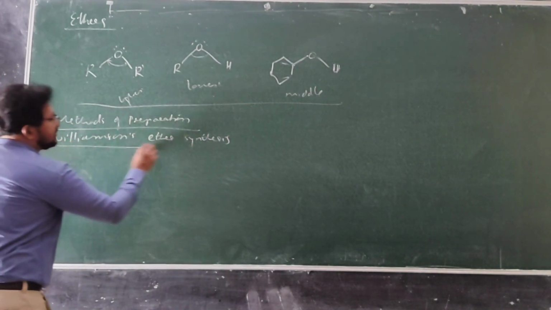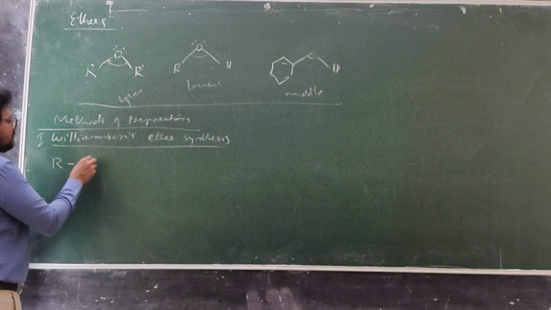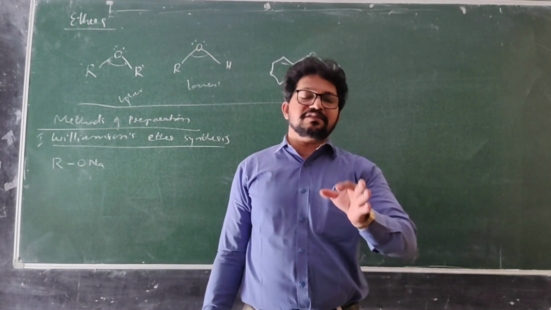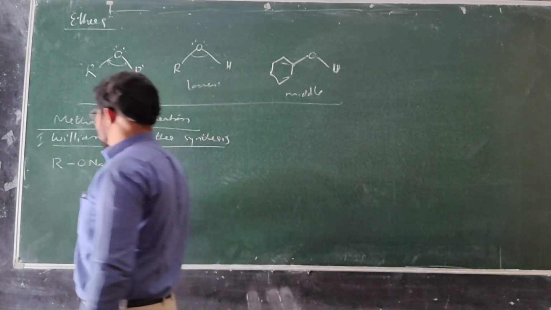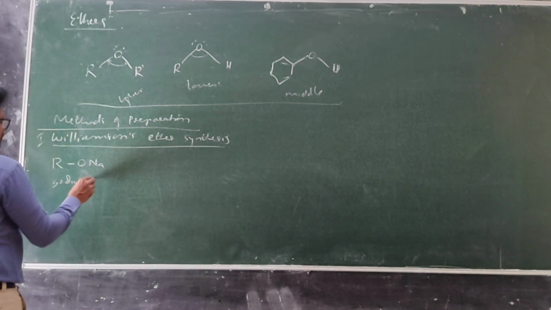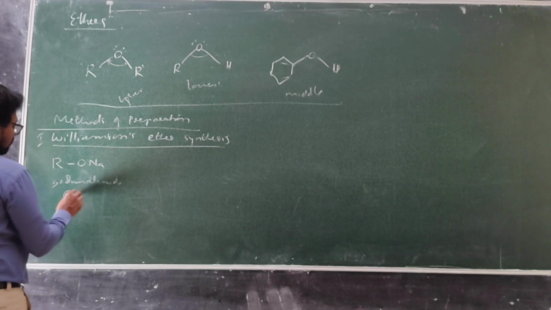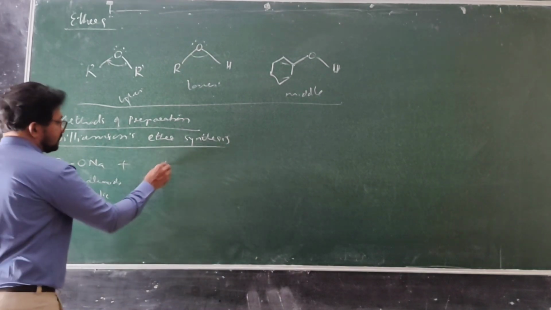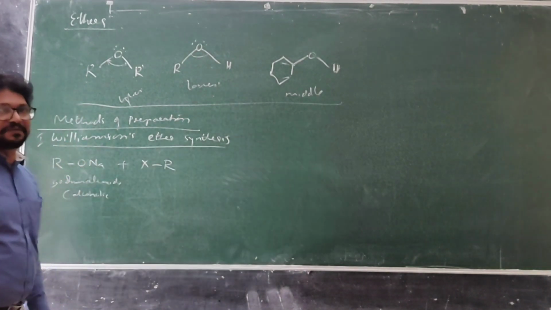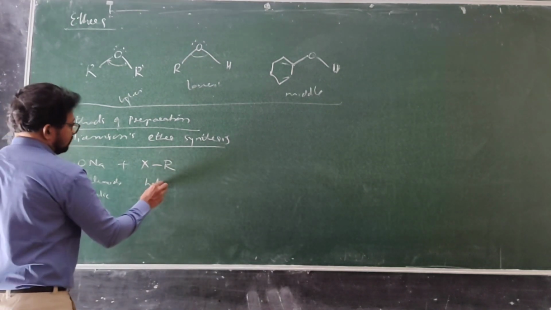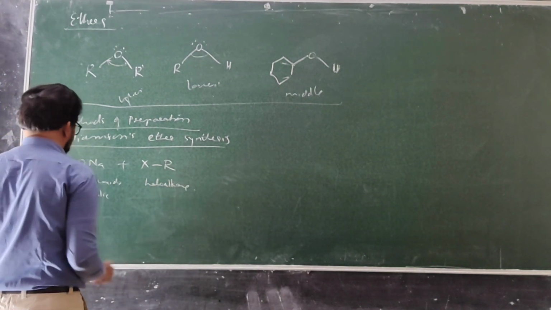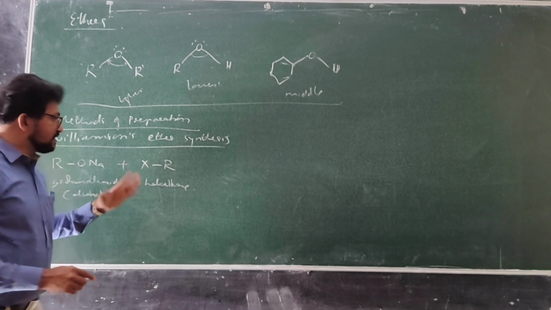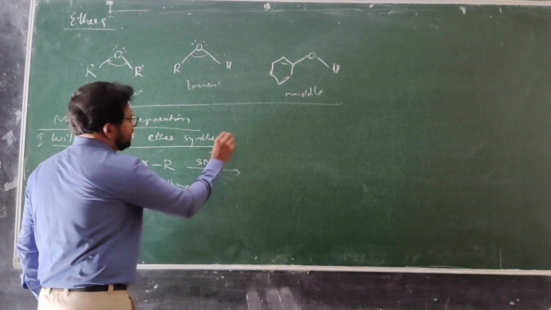Now, what is Williamson ether synthesis? First, we should understand sodium alkoxide. How do you get sodium alkoxide? Alcohol should be treated with sodium metal. That is sodium alkoxide, and the medium is the alcohol, because the other component is alkyl halide, which is insoluble in water. Try to understand, this is the alkyl halide. Alkoxide and alkyl halide is an example of an SN2 reaction.